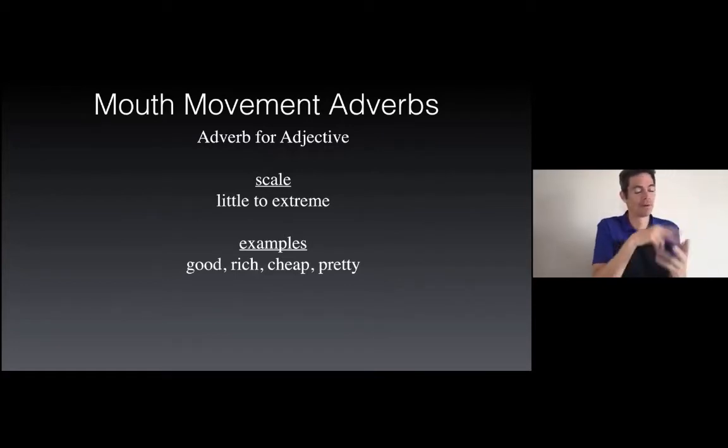And you see the difference: for verbs, there was a huge list. For adjectives, it's just two. They're very basic.